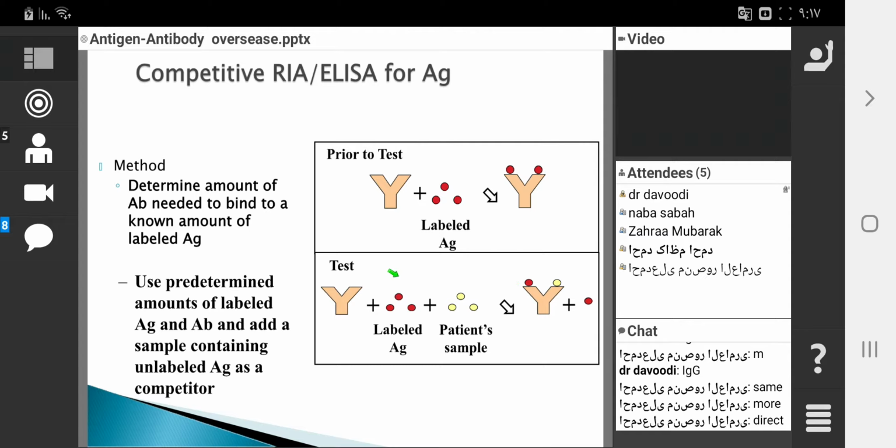Please consider that the labeled antigen and the patient sample antigen have a competition. In Persian مسابقه. In Arabic قياس.